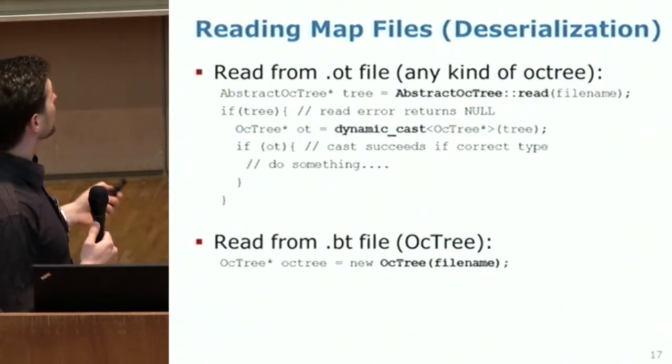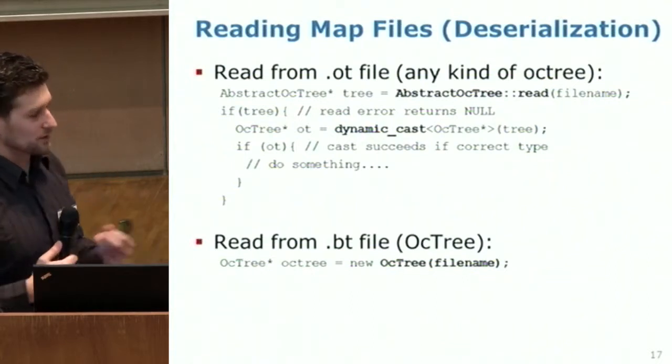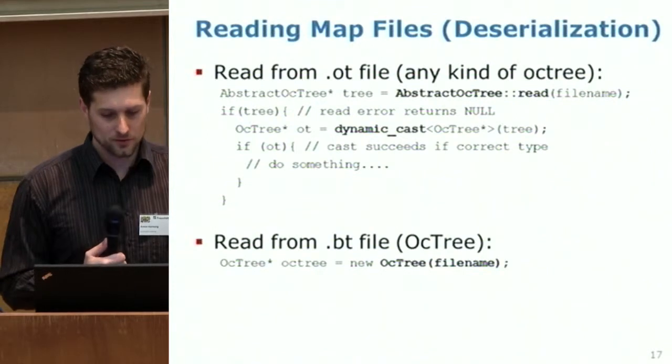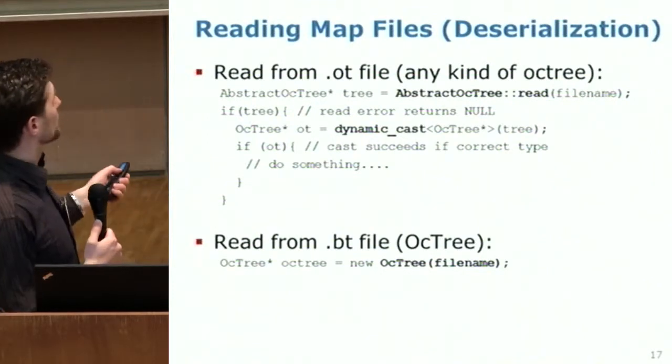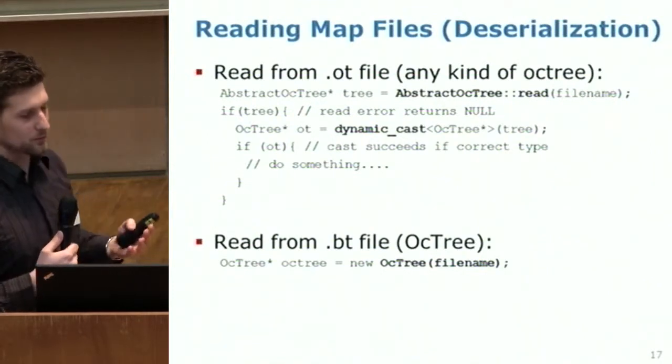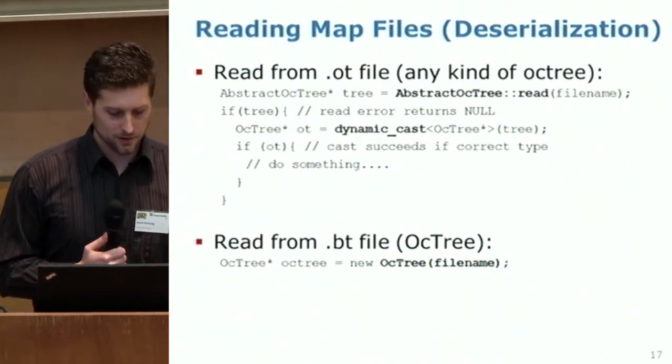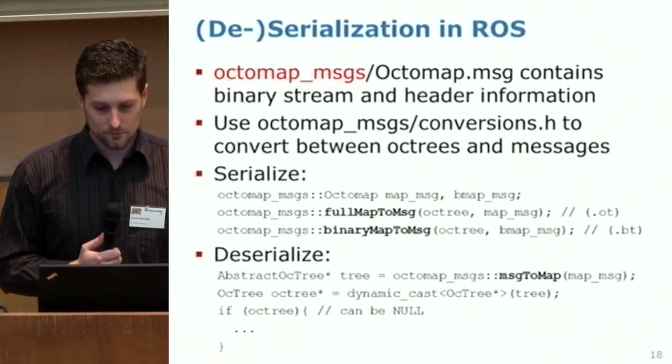But if you have a BT file, then there's usually an Octree in there because it can only encode probability or occupancy information at the clamped values. So this is a bit easier to read and write, but you're not able to store any kind of probabilities or color information or anything else in the BT file except free and occupied.